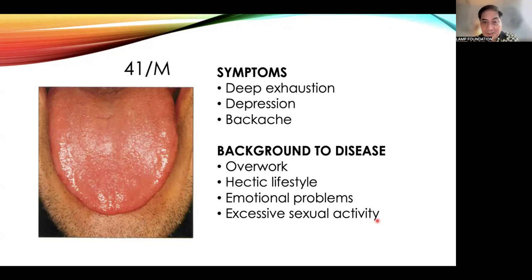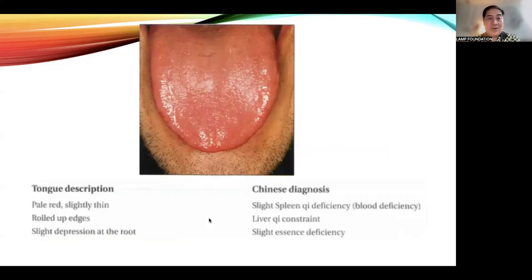Excessive sexual activity. Most likely this person has a lot of partners. Maybe 3 or 4 partners. Can you imagine? So the Jing is being used up. Now let's look at the description of the tongue.